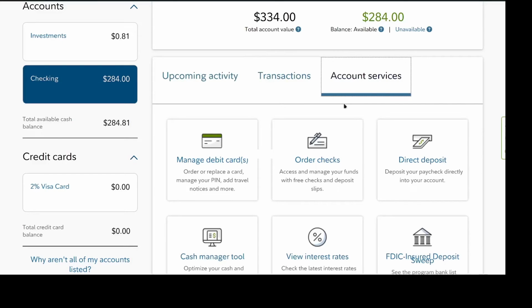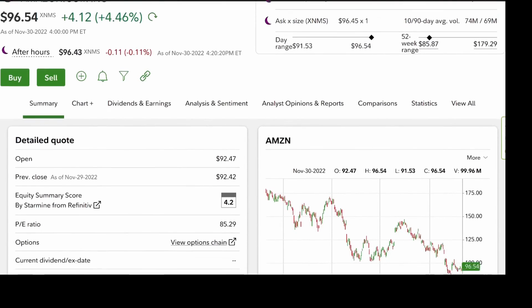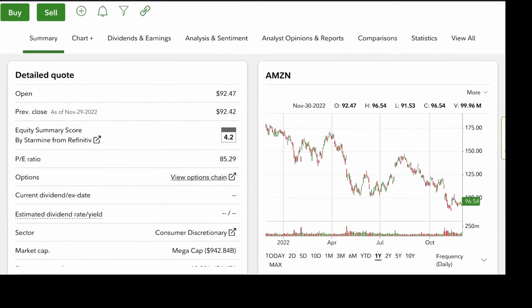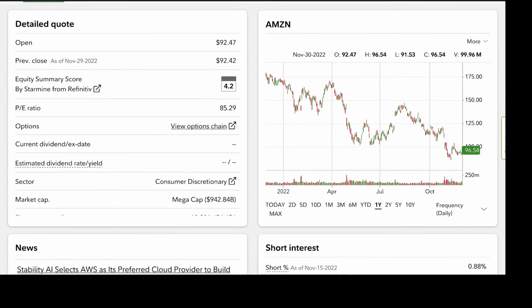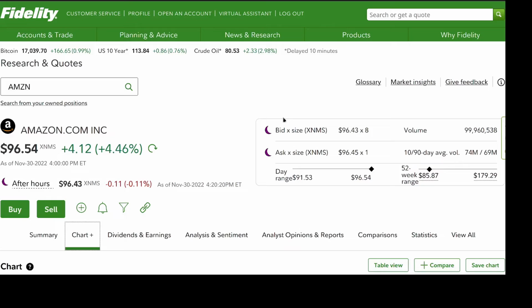Anyways, let's try to buy a stock now. So go to Amazon and we'll do the research also. Okay, so you see the nice chart. You see lots of data here. Now this is the part about Fidelity that I don't like.